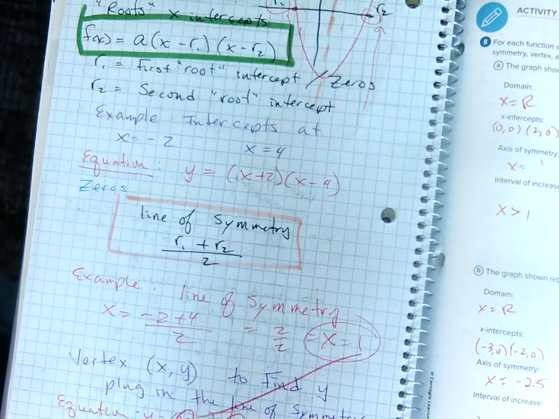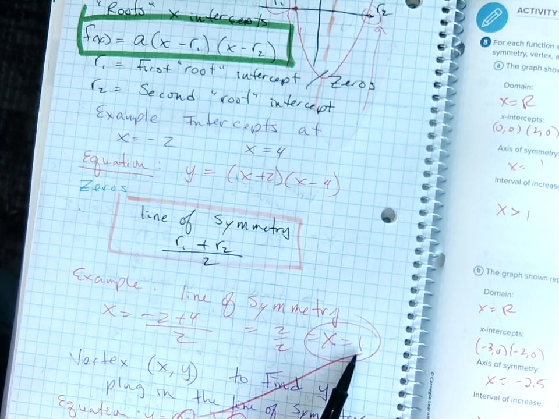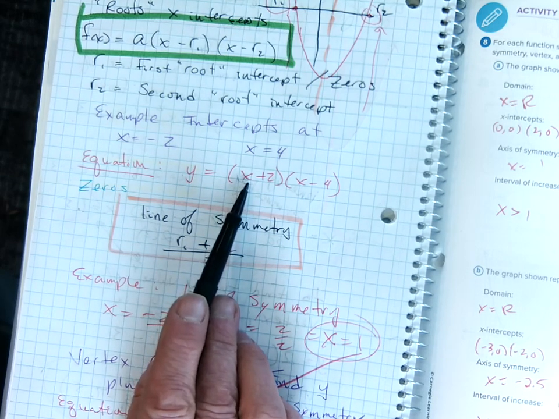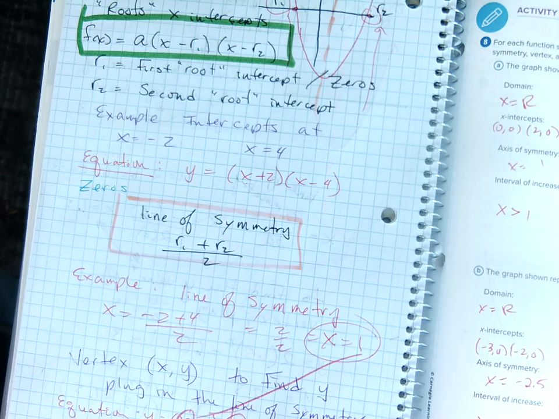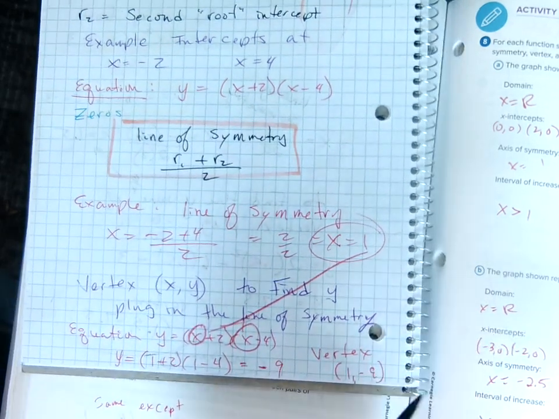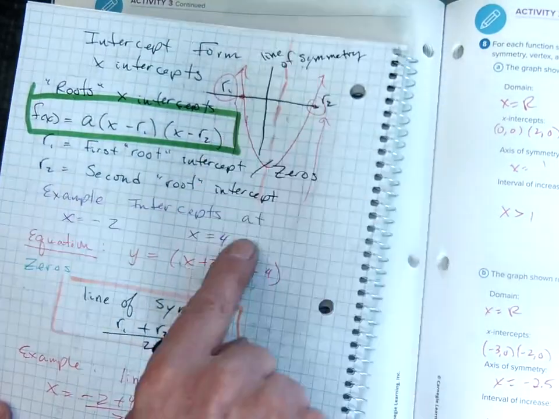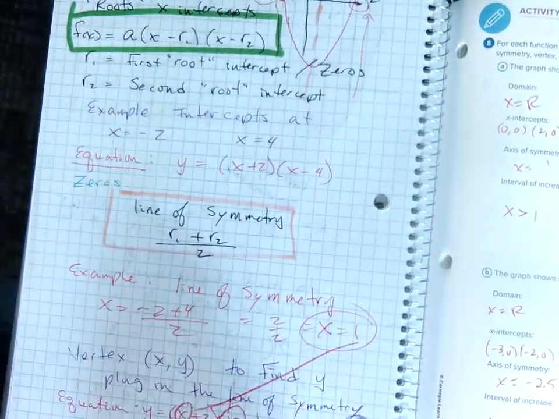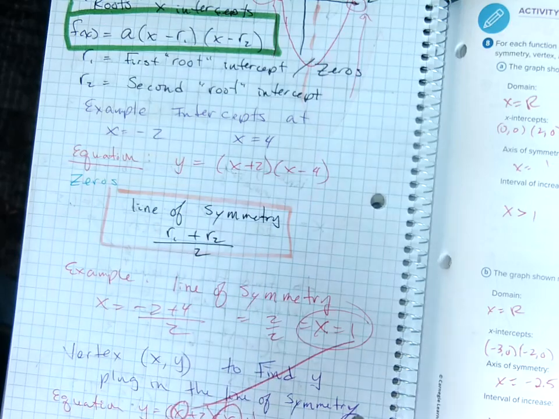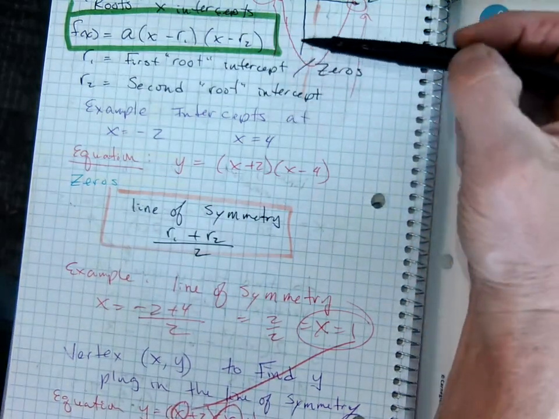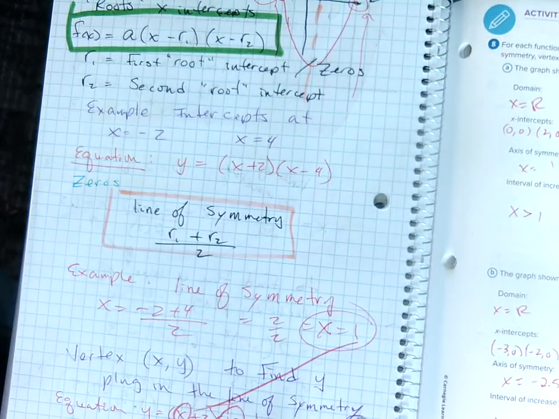Now, if I need to find the vertex, every vertex has an x and y value. So I plugged 1, which is my x value, into my equation. I plugged 1 here and 1 here, and I simplified it, and I got negative 9. So now my vertex is at the point (1, negative 9). The line of symmetry is in the middle of the two roots. I found it by averaging the roots. To get the vertex, which is on the line of symmetry, I plugged it in and got that value.